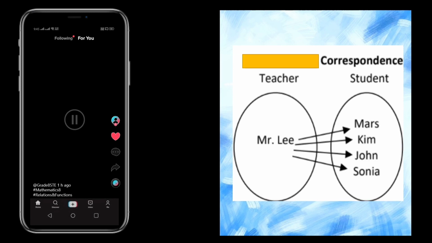Okay, last na to. So we have what correspondence? This time, this is a one-to-many correspondence. Since in the illustration, we can see the connection of one teacher, which is in the domain, teaching 2 or more students in the range. Ayan, so very good ang lahat.